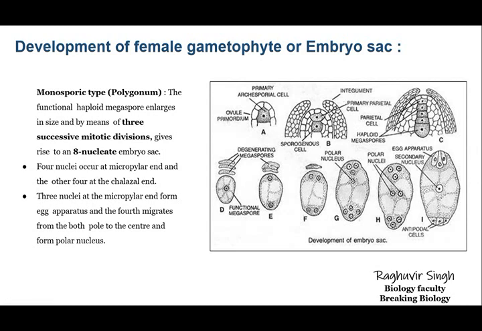This type of embryo sac is known as the Polygonum type because it was first discovered by Strasburger in Polygonum. As the embryo sac develops from a single megaspore, this type of development is called monosporic embryo sac development.